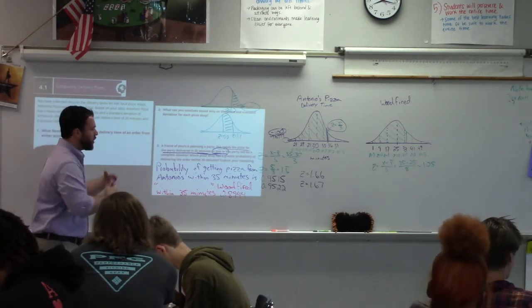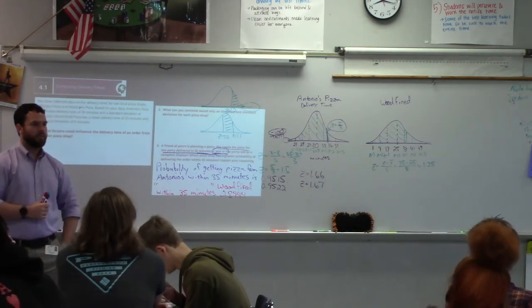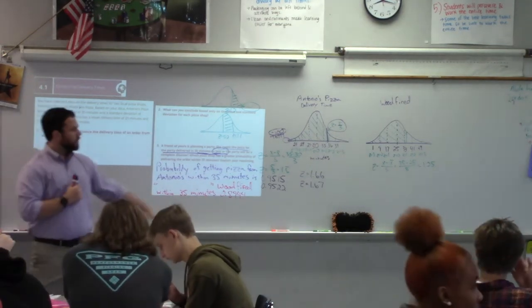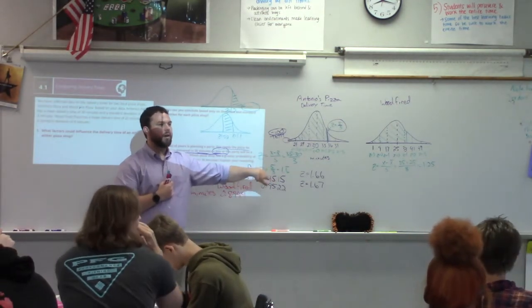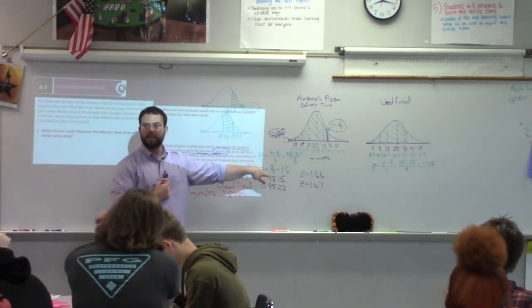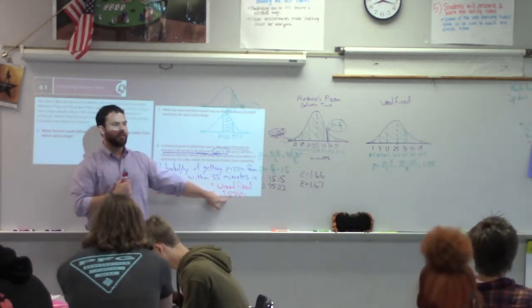Okay, I want you to notice, if you are talking to your friend, who are you going to recommend based on those probabilities? Antonio's. You have a better shot. That's a high probability of getting your pizza within 35 minutes. That's a lower probability of getting it within 35 minutes.